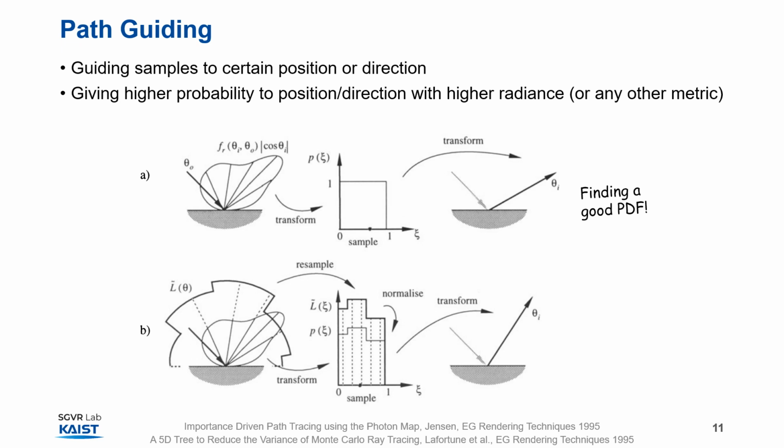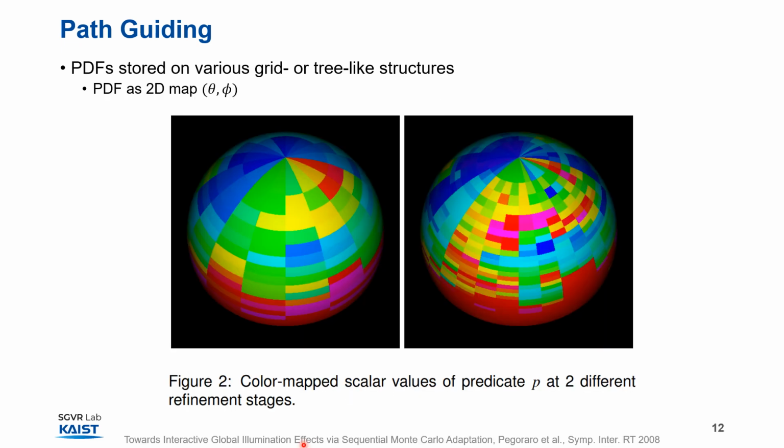Path guiding guides light samples to a certain position or direction that is assumed to reduce the noise. During rendering, we can use a certain metric that reflects the noise levels, like the radiance. So in this case, we would like the light samples to have a high radiance, so we can give higher probability to the direction that has higher radiance, like the figure here. Suppose we guide the samples with direction, and we can express the map as the hemisphere here. With this map, we can progressively guide the samples to the desired direction that can reduce the noise.